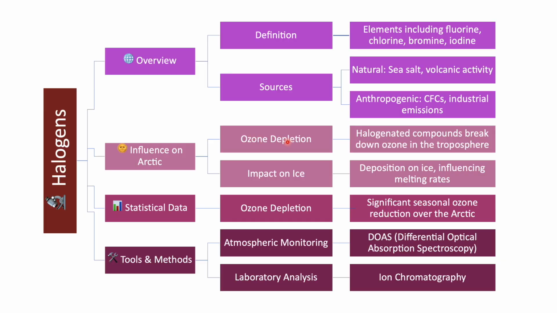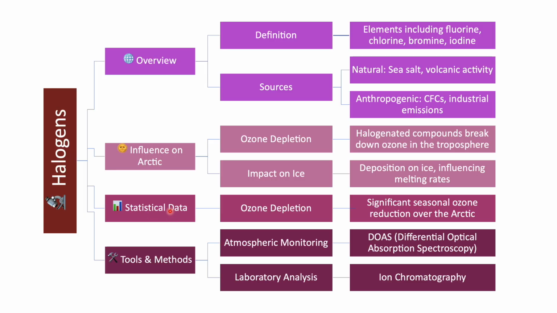And how do they affect or influence the Arctic? One is ozone layer depletion, where we will be studying all the various reactions involved. Halogenated compounds break down ozone in the troposphere. Similarly, we will see the impact on ice, which is the deposition on ice and influencing the melting rate. So these are the two impacts that halogens have on the Arctic.